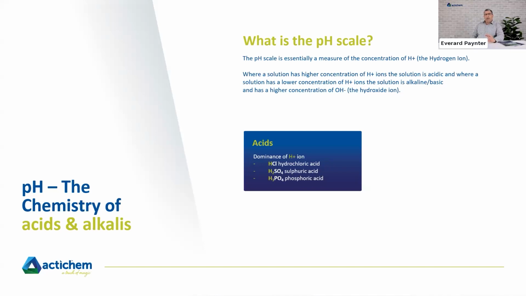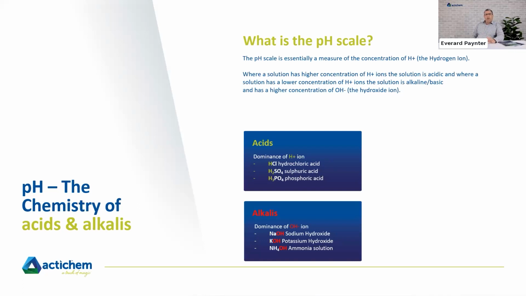So if we look at the acids, the dominance of the hydrogen ion, we can see there the hydrochloric acid, the sulfuric acid, the phosphoric acid, and the way that we've got those nomenclatures of them, you can see the dominance of the hydrogen ion. Then we go to the alkalis and we can see the dominance of the OH or the hydroxide ion, these ones that we're familiar with: sodium hydroxide, potassium hydroxide, ammonium solution.